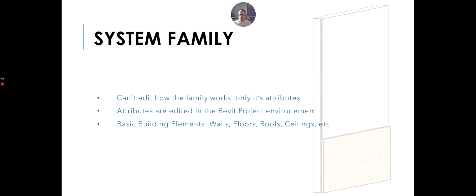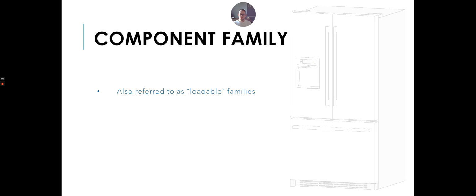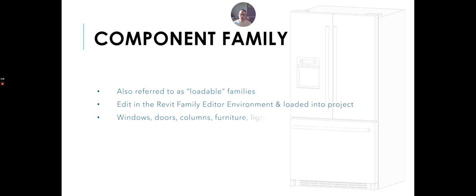Okay, so the next type of family is called a loadable family or a component family. Like I said, you know it by both names. And a component family is stuff that, the first thing about it is you can control almost everything about a component family. Its shape, its size, how many attributes you can change, how it behaves. Almost everything is controllable with a component family. It gives you a lot more power.